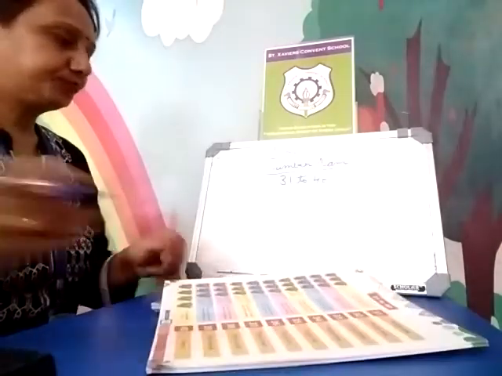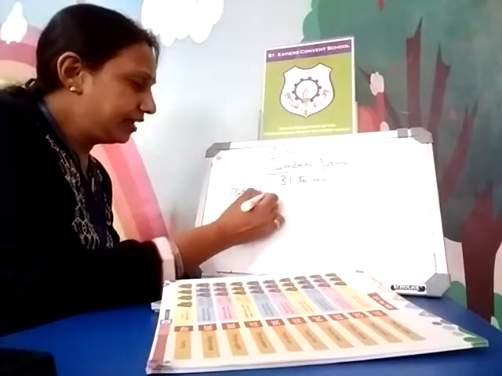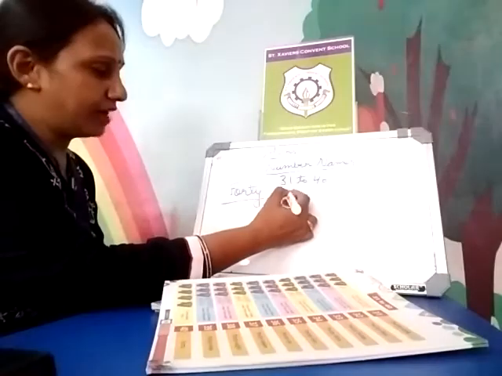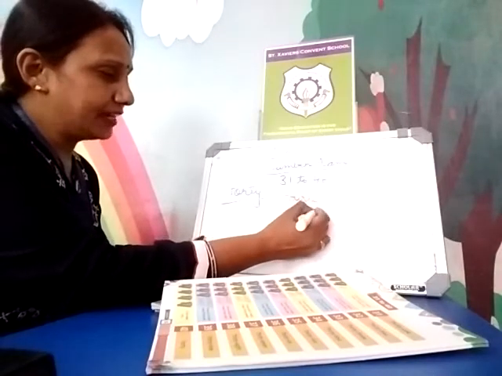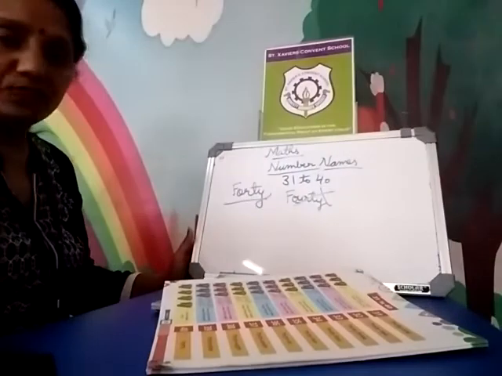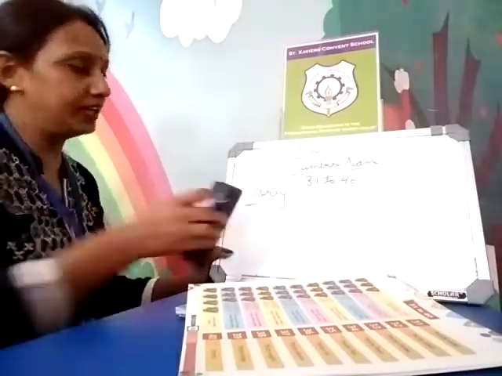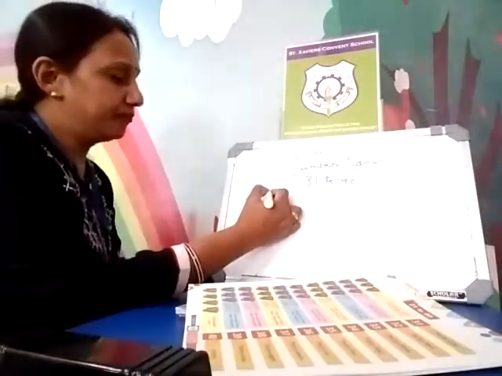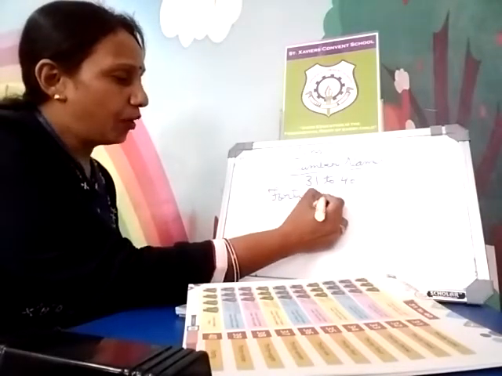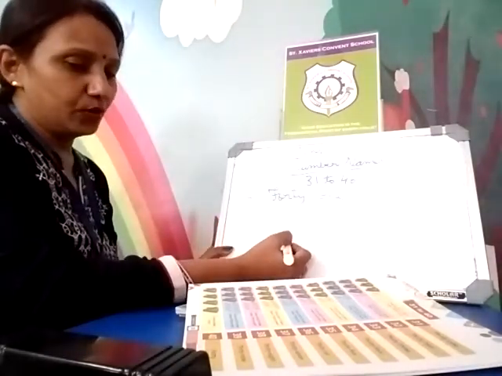Spelling of 40: FORTY, 40. You are not supposed to write FOURTY. If you write FOURTY, it will be wrong, I will cut that. Spelling of 40 is what? FORTY, 40. 41, 42, 43, till 9 you write the same way. FORTY, 40, ONE, 1, and till 49 you write here.